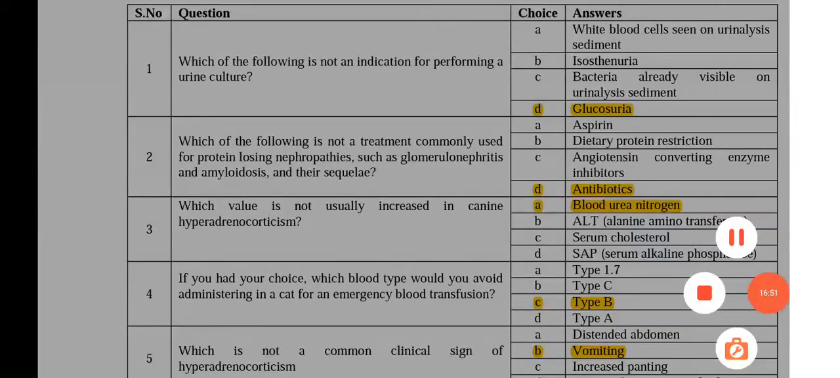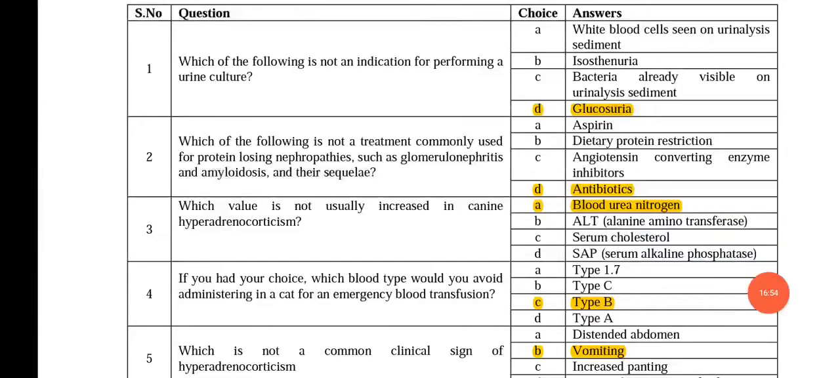Which of the following is not an indication for performing a urine culture? Glucosuria. Which of the following is not treatment commonly used for protein losing nephropathy such as glomerulonephritis and amyloidosis? Antibiotics. Which value is not usually increased in canine hyperadrenocorticism: blood urea nitrogen or BUN.